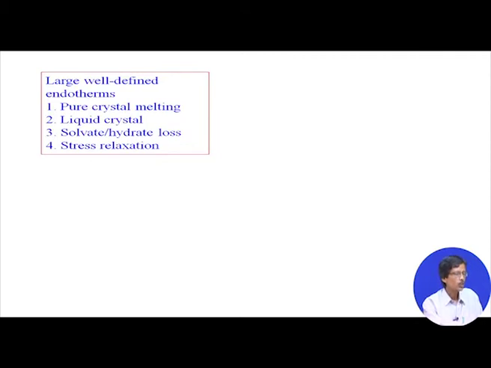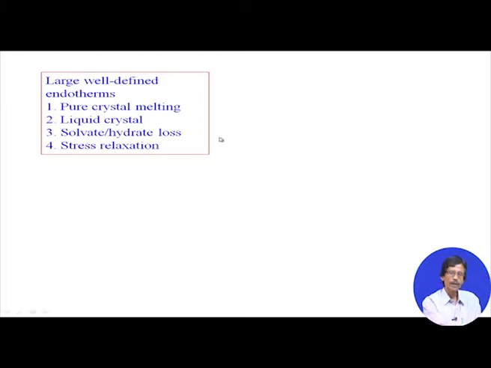So, we can have these two different types of transitions: one is the endotherm and another is the exotherm. Now, we can differentiate these two things as one is large, another is small. So, large well defined endotherms are there for different processes like these. When we have a pure crystal undergoing the corresponding melting process, pure crystal melting will show a large well defined endotherm.